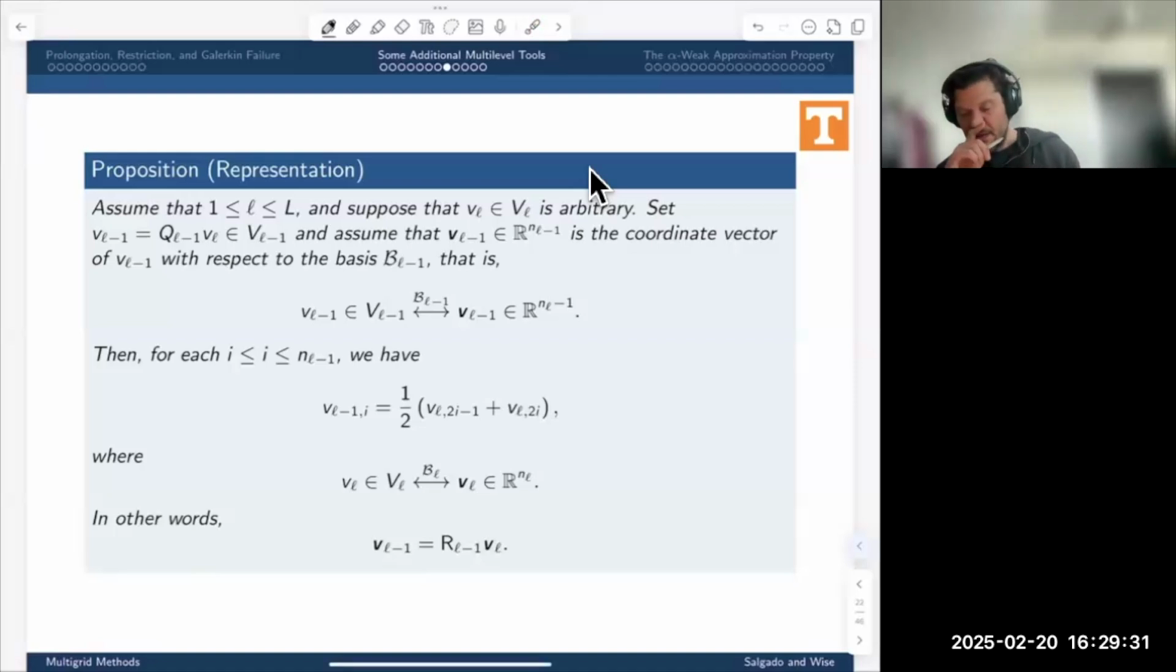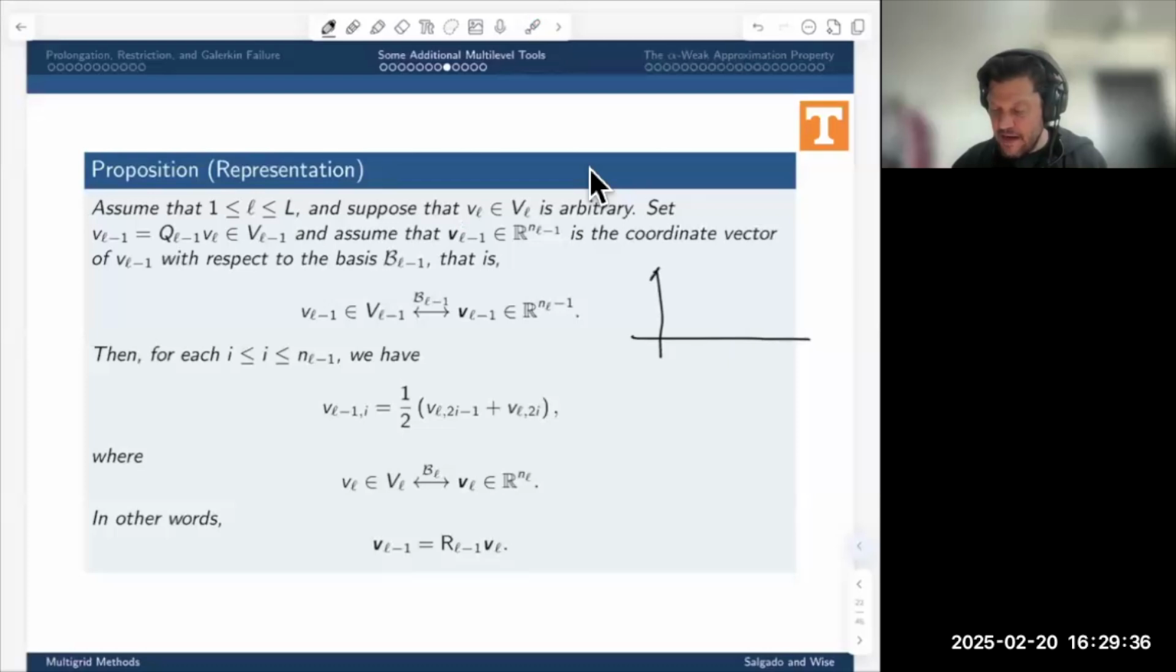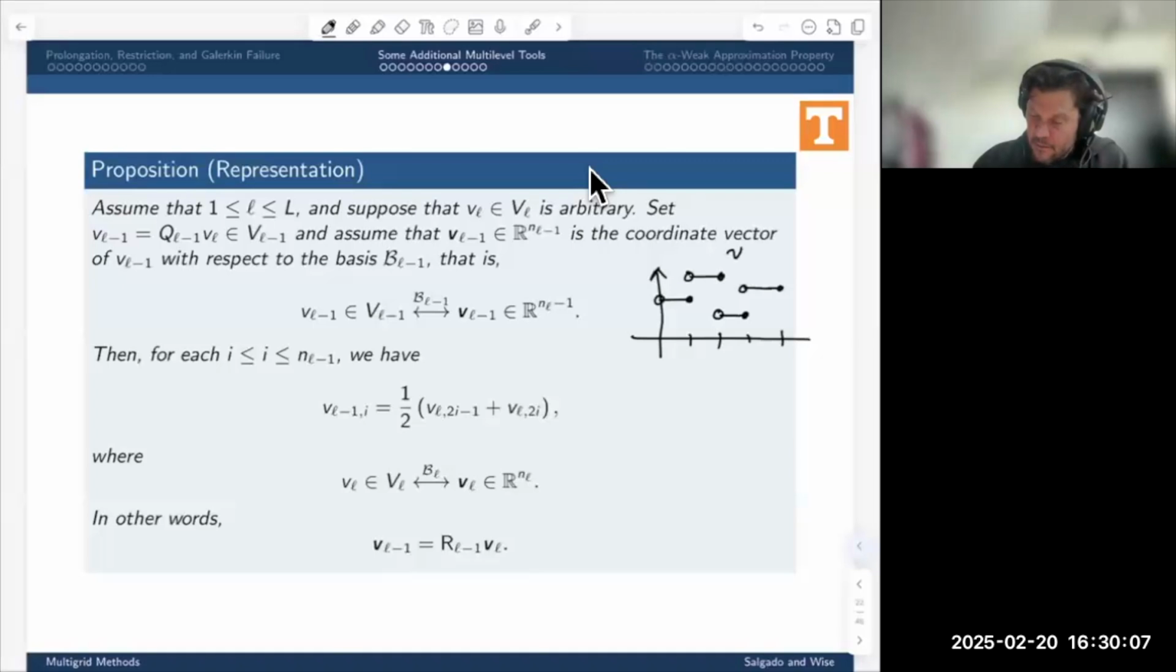So let's think about what is going on here. I'm going to start out with a fine level, and let's suppose, just to make things non-trivial, that VL has NL equal to 4. So what does this guy look like? For example, it might be a function that looks like this. It has 4 degrees of freedom. Like that. Okay, so this is our vector or our function VL in capital VL.